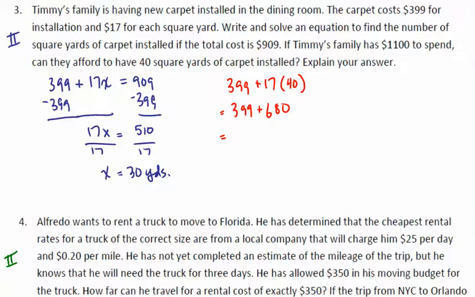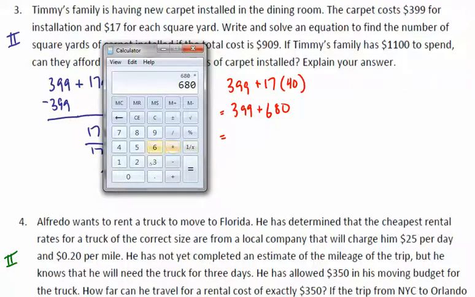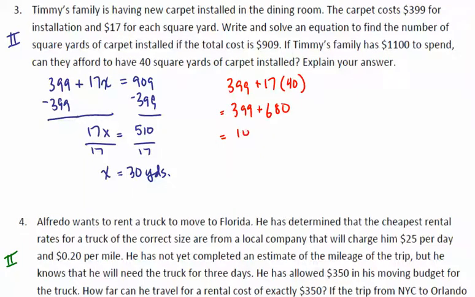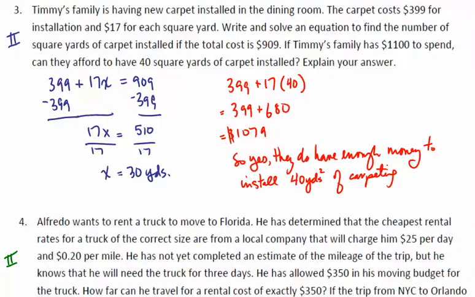Then we add those two amounts together. 680 plus $399 is going to give us 1,079. And that's how much it would cost to install 40 square yards of carpeting. And we'll go on to the next problem.